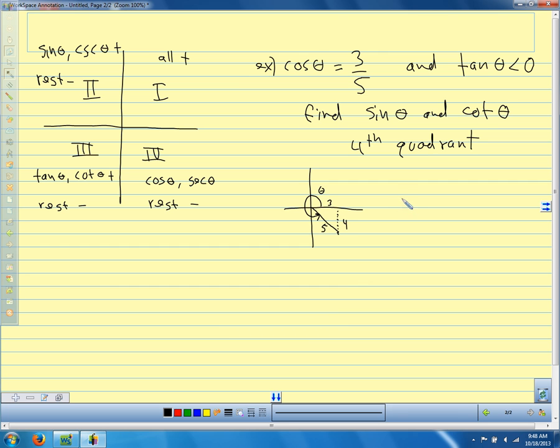So the sine of theta is going to be what? Negative 4/5, because we're in the fourth quadrant. So I could put a negative here to remind myself I'm going downwards. So the sine of theta is negative 4/5. And the cotangent of theta? Negative 3/4. Cotangent is x over y. So negative 3/4.